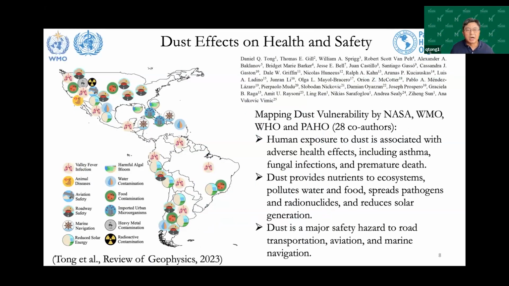So we have covered valley fever, and we covered transportation safety, but there are a bunch of other things that also cause problems for local communities, such as animal disease. Dogs, horses, and even sea animals can have the same problem caused by dust storms. And then also aviation safety.